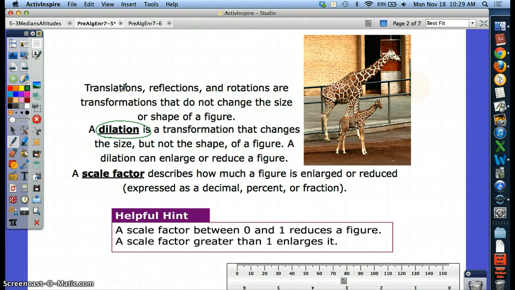So translations or slides, reflections or flips, and rotations, which are like turns, are transformations that do not change the size or shape, but a dilation does change the size. It can reduce or enlarge the figure, and the way you're going to know if it reduces or enlarges is by the scale factor. A scale factor describes how much a figure is reduced or enlarged. If it's between 0 and 1, the figure will be reduced down, but if it's greater than 1, then the figure will be enlarged. It'll get bigger, okay? So fill in those blanks, make sure you have your target.